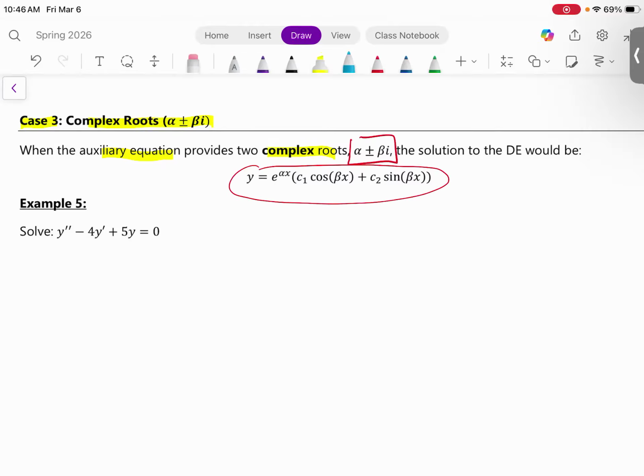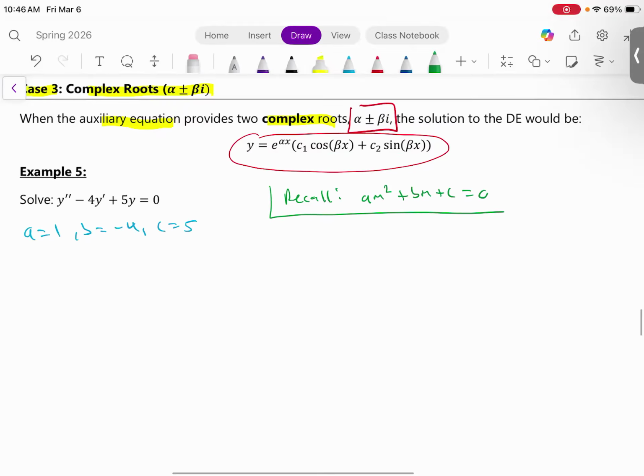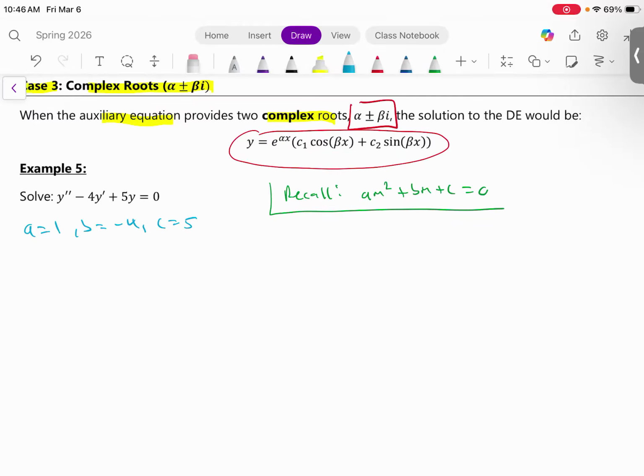So let's go ahead and get started on example 5. We have y double prime minus 4y prime plus 5y equals 0. So let's try it the same way. a equals 1, b equals -4, and c equals 5. And recall the auxiliary equation, a m squared plus b m plus c equals 0. So what I would have here is m squared minus 4m plus 5 equals 0.